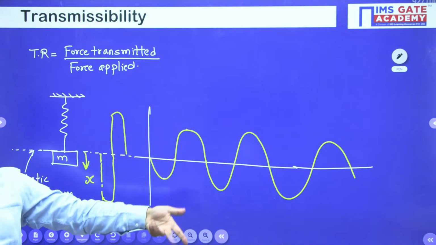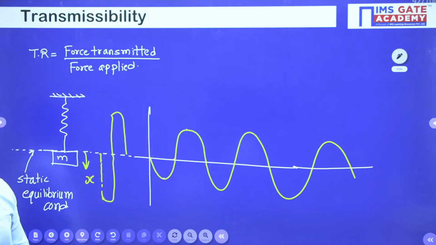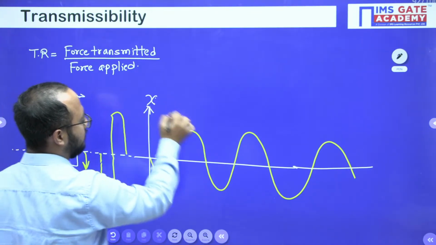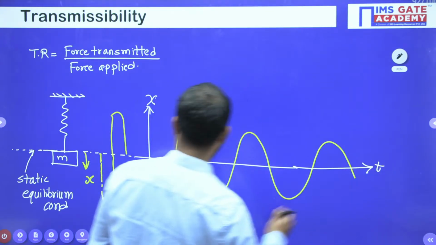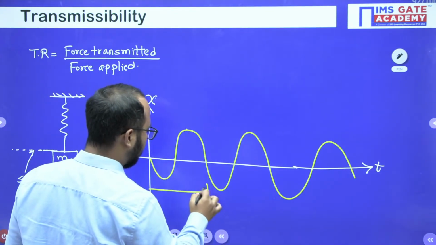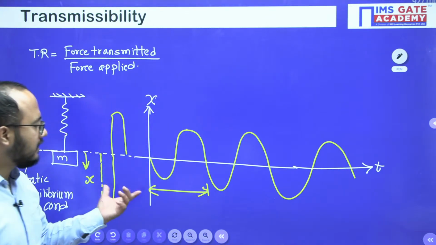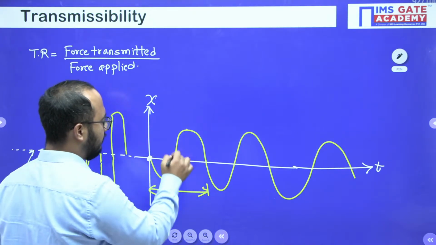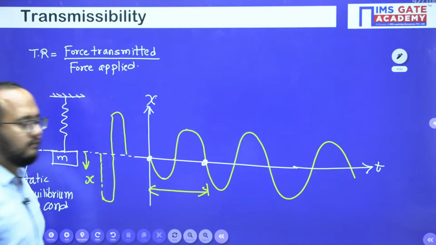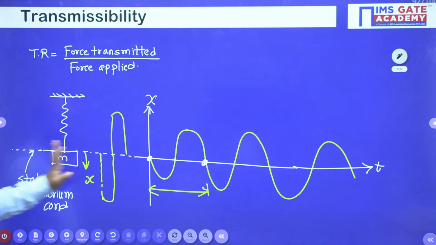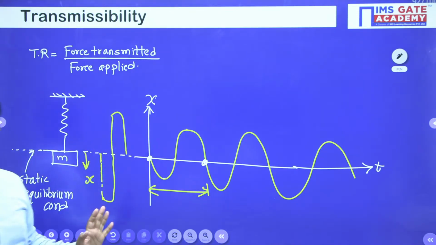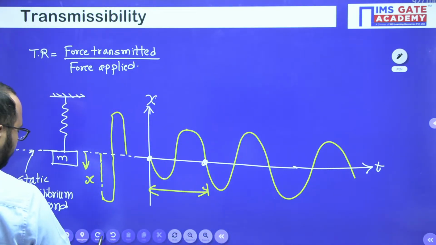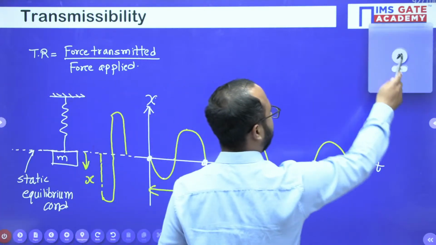Similarly it will be there for the damped case also. This is the amplitude, you can say x, and this is the time. Here you should understand, this is one complete cycle, from here to here. I hope this point is clear. Like this the case will be there for the damped case also.